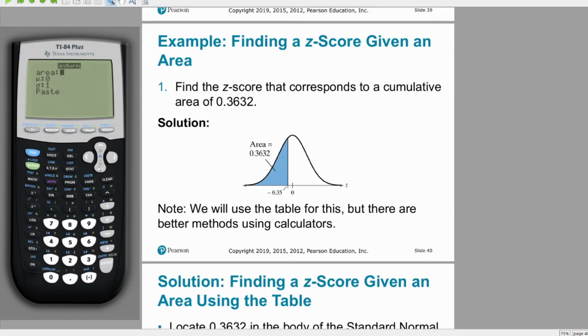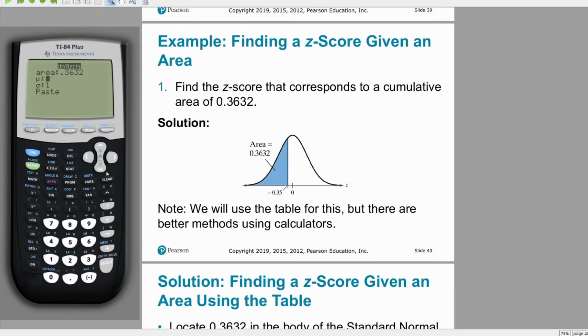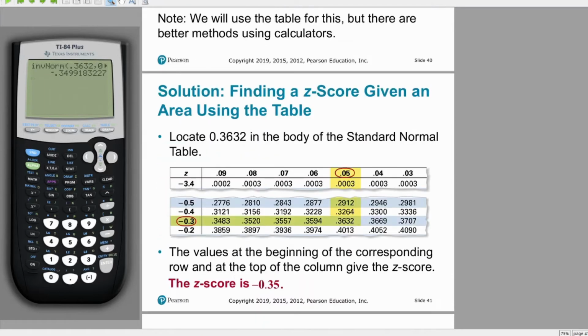And here we have our values, where the area, in this case to the left, is 0.3632. And because we want a z-score, that means we want the mean mu to be 0 and the standard deviation sigma to be 1. Paste that. If you don't have that menu popping up, you do inverse normal, 0.3632, comma 0, comma 1. Run that, and we get our z-score approximately.